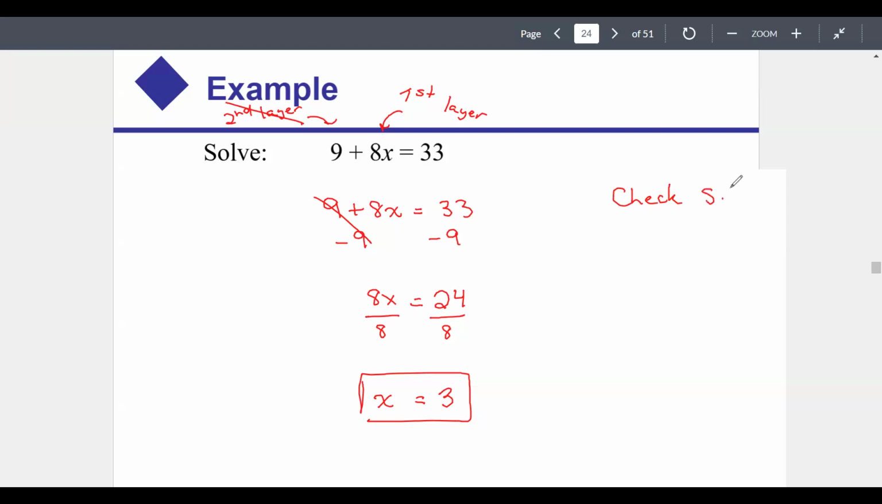We've been a little lazy about this, but one of the things we should always do when we get a solution is actually check it. I said x is 3. So we're just going to evaluate to see, is it really true that if x is 3, then 9 plus 8x equals 33. So we get 9 plus 24. 9 plus 24 is going to be 33. So it checks out, it is correct.